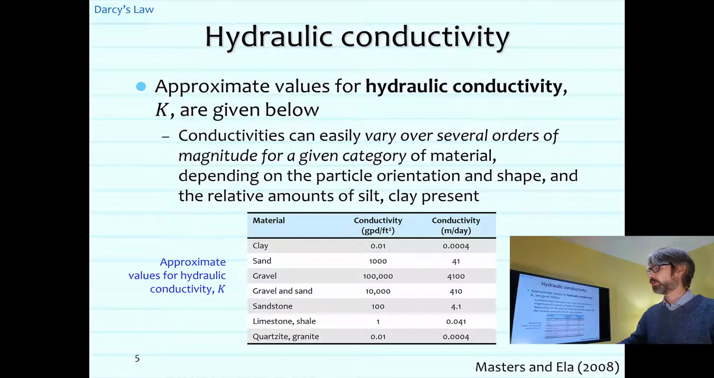To give you an idea though, here are the materials: clay, sand, gravel, gravel and sand, sandstone, limestone and shale, quartzite and granite, their conductivity in imperial units, and then their conductivity in SI units. And you can see they vary really dramatically. So here's clay at 0.0004 meters per day, versus sand at 41 meters per day, and then gravel at 4,100 meters per day. So the material does matter.